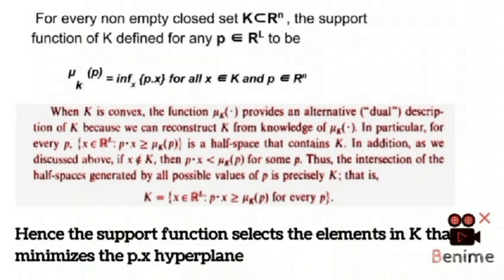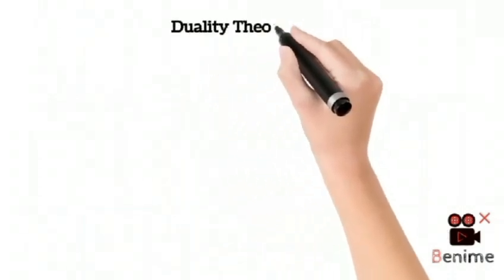Indeed, the support function μ_K(p) selects the element in K that minimizes p·x over the hyperplane, which helps to make decisions about optimization. Finally, we will discuss now the duality theorem.